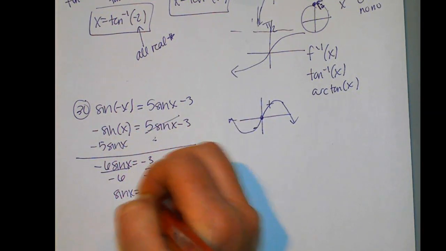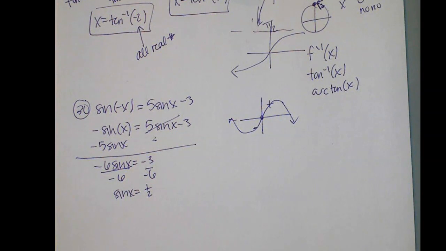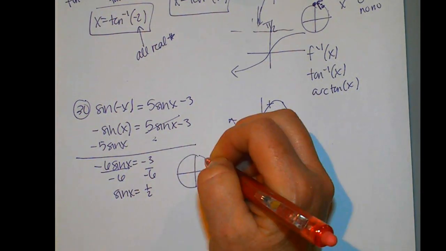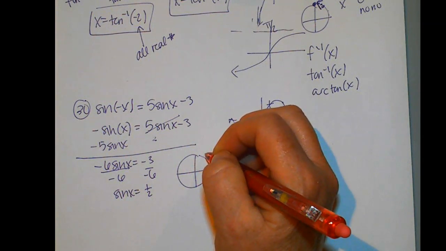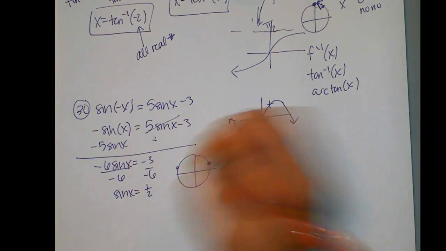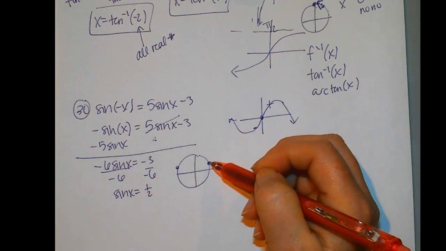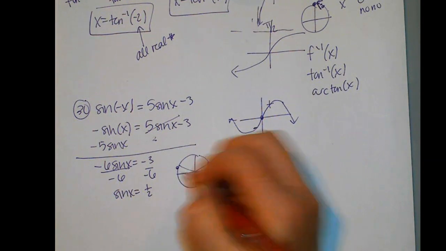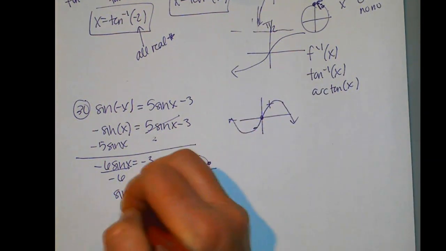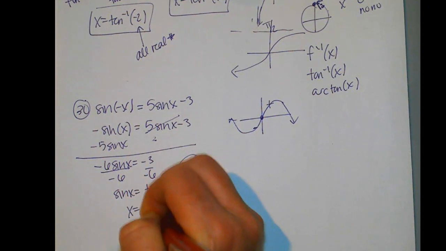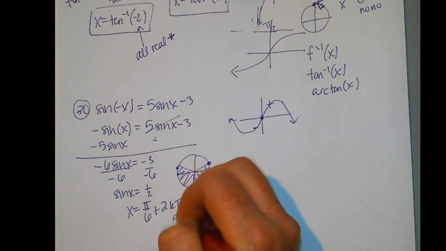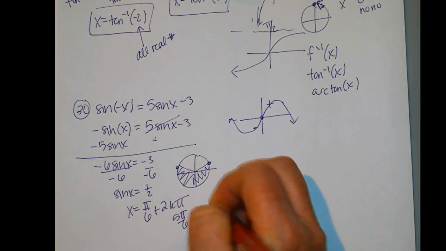Sine of x equals 1/2. And then how many places does sine equal 1/2? Two. Sine is positive here and here on the top. So sine is 1/2. That's this one and this one. These are not. This is more like Pac-Man going up, waka waka. So this is x equals pi over 6 plus 2k pi, and 5 pi over 6 plus 2k pi.